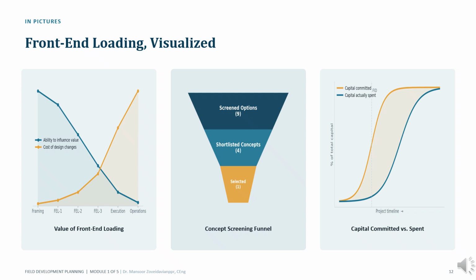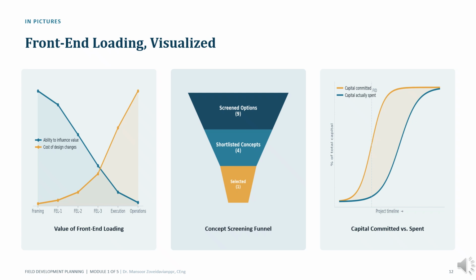The second figure illustrates the concept screening funnel. Projects typically begin with multiple alternatives. As technical studies, economic evaluations, and risk assessments are completed, the number of options narrows until a preferred concept emerges. This is a deliberate process. The goal is not to find a concept quickly. The goal is to identify the best concept through systematic screening.